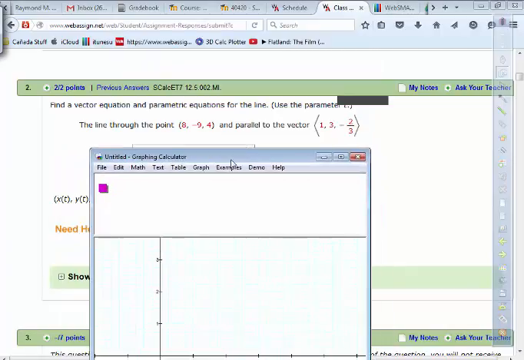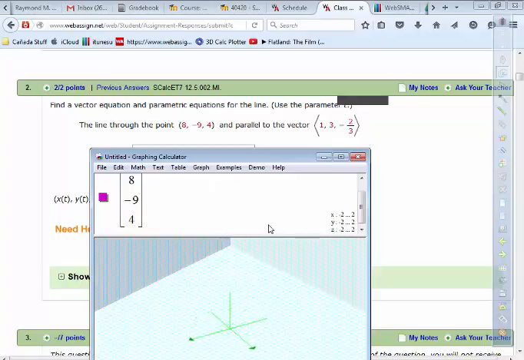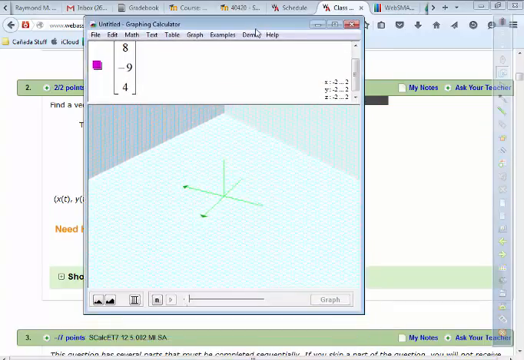All right, so I'm going to start with a point, and the point is 8, -9, and 4. Can't see it. There it goes. Whoa, that's a big point.